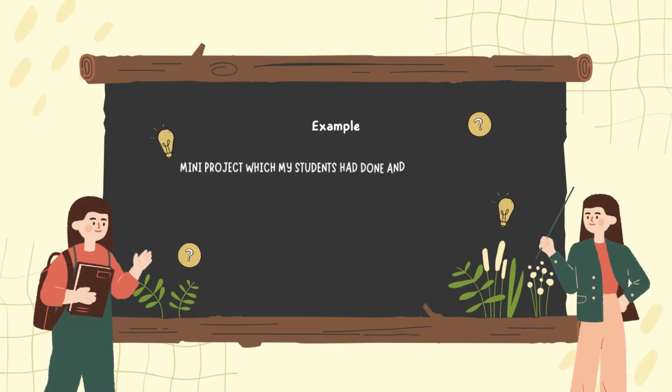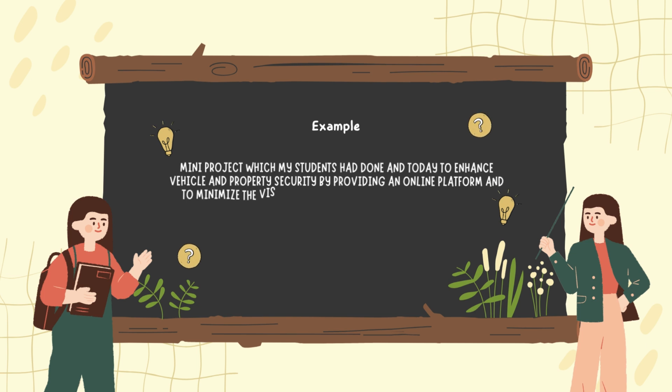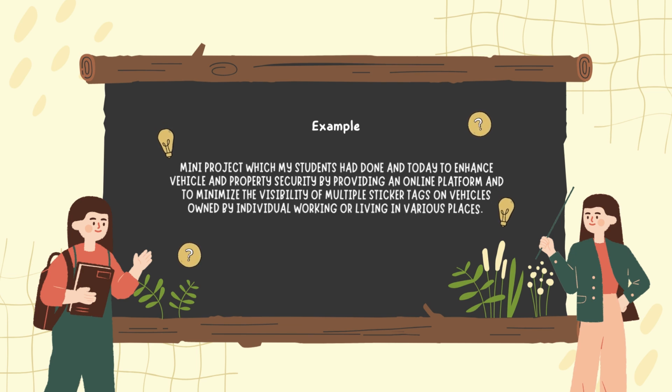For example, we will take this mini project which my students had done. The problem statement is: to enhance vehicle and property security by providing an online platform and to minimize the visibility of multiple sticker tags on vehicles owned by individuals working or living in various places. You can re-listen to this audio to check what the problem statement is. These students have identified this in their presentation.